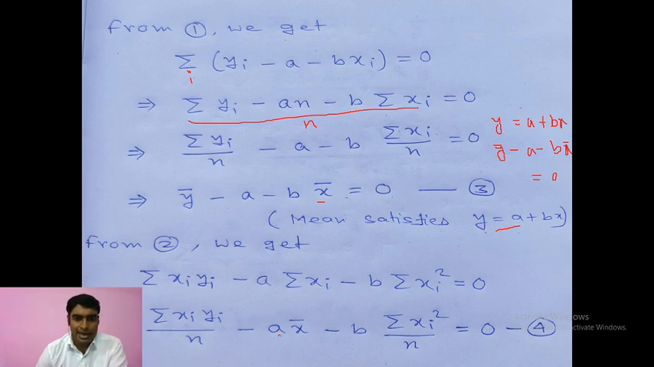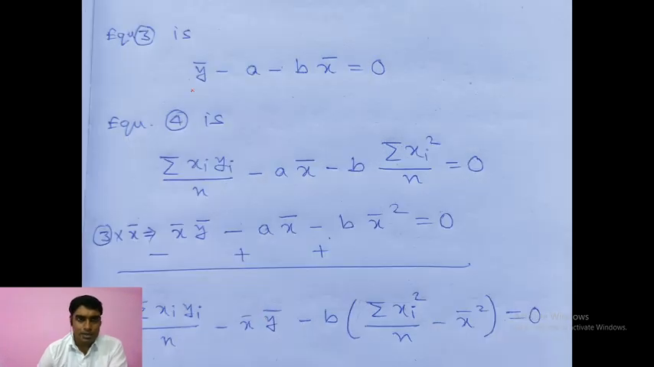So to eliminate a, I multiply the third equation by x bar, and then I will get x bar y bar minus x bar a minus b x bar square, right? Now if I take the difference between this and this, this a will be cancelled. So equation 3 is giving this one, and equation 4 is giving this one.